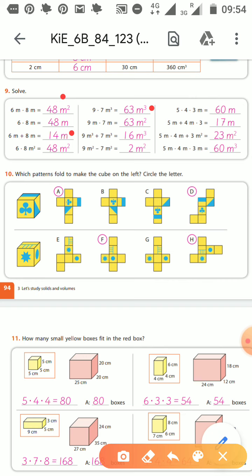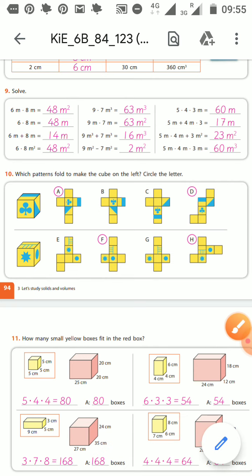Okay, so easy first one, 6 meters times 8 meters is 48 meters squared. All right, but where it's plus, you wouldn't use squared, would you, on this one here? Okay, because it's 6 plus 8 is 14.